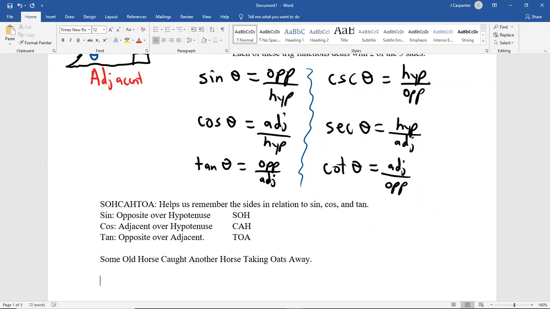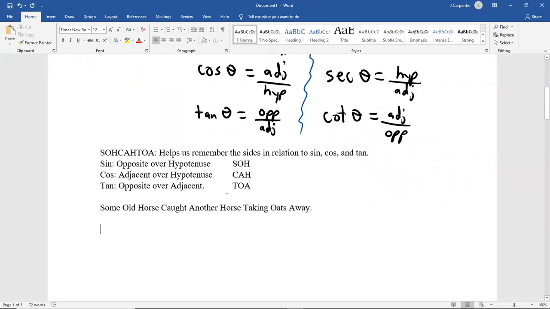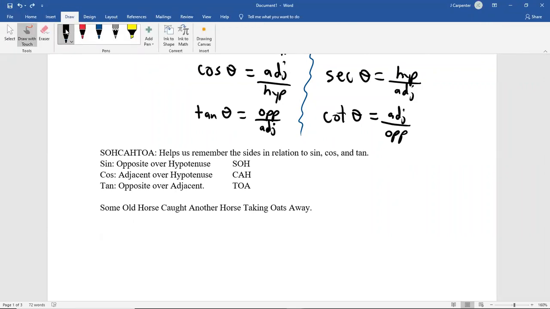So, SOH says that sine is the opposite over the hypotenuse. Oops, I don't want blue, I want black. So if here's our angle, and we wanted the sine of theta, it would be its opposite over its hypotenuse. That's how we can use that.